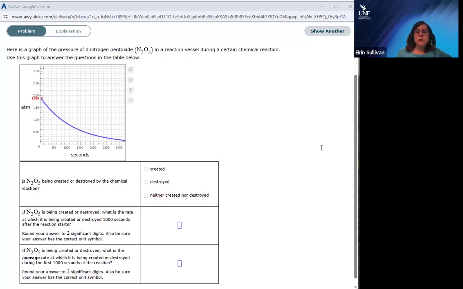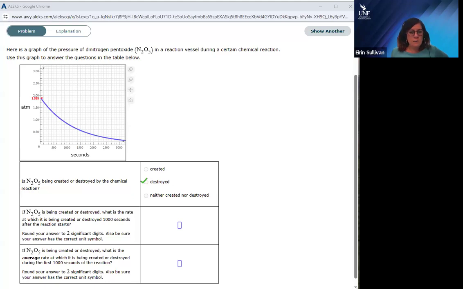So for this, you are going to look at the shape of the curve. The curve has a negative gradient. That means over the course of time, the concentration is reducing, or the pressure exerted in atmospheres is being reduced. So this means it's a reactant that is being used up. So the dinitrogen pentoxide is being destroyed. Okay, if you saw a positive gradient, that would mean that you have a product, that the concentration or partial pressure is increasing over time.